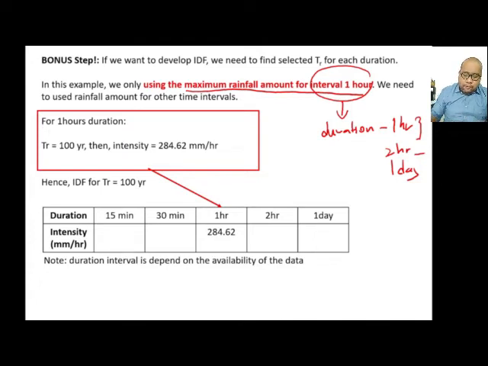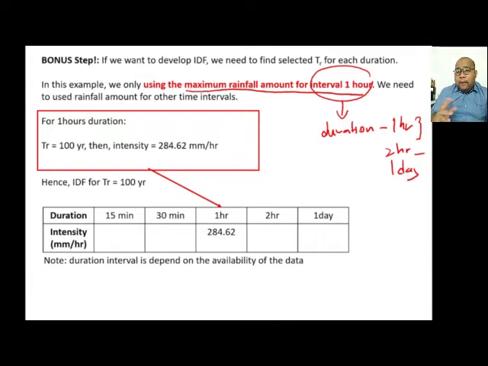So our previous example was just for 1 hour. If we have this type of table, you have 15 minutes, 30 minutes, 1 hour. So you can put your data in these cells. That's how we obtain the return period for 1 hour, 2 hours, 3 hours.